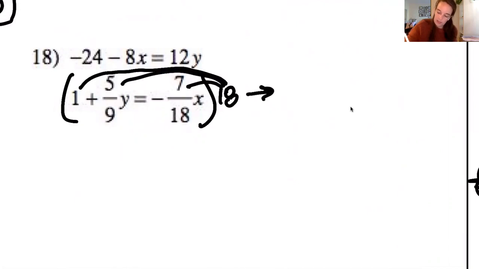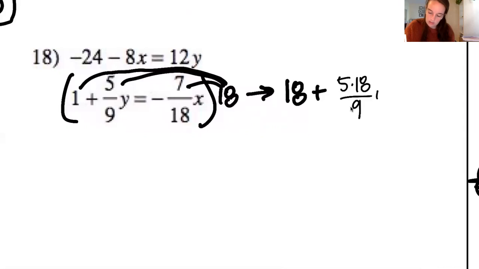So that's going to give me 18 plus, in this case, I have 18 times 5, 5 times 18 over 9y. I'm going to leave it like that. I'll show you why in a second. And then this one, negative 7 times 18 over 18x. The reason I left it in that format is because 18 divided by 18 will cancel and just leave me with negative 7x.